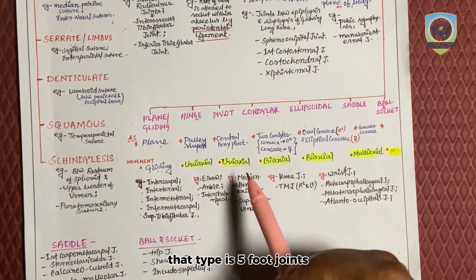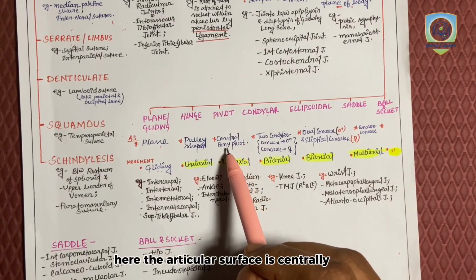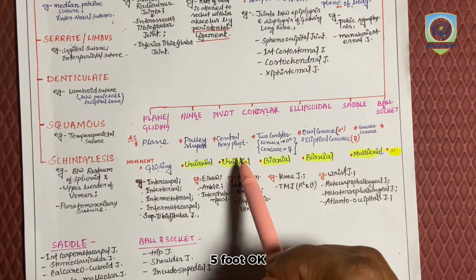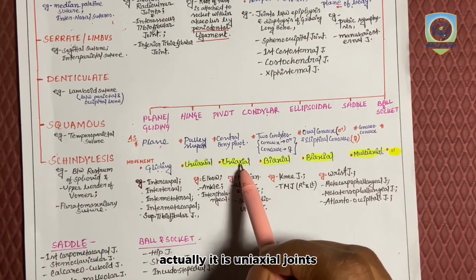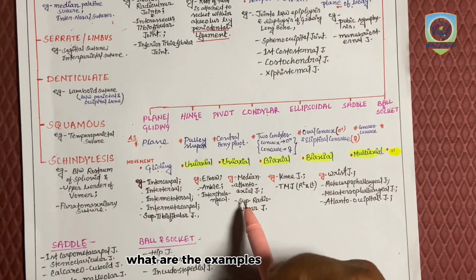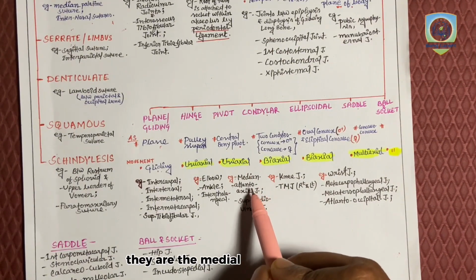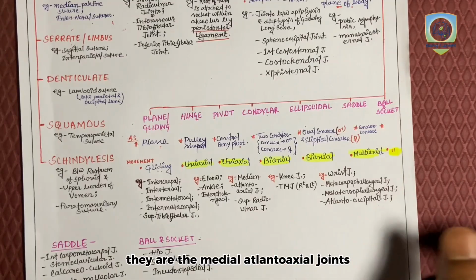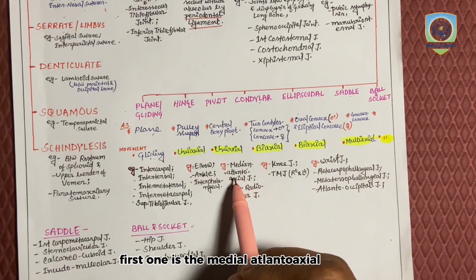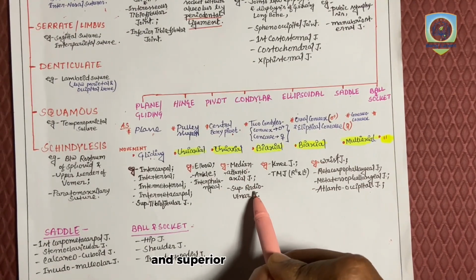The third type is the pivot joint. In pivot joints, the articular surface is a central bony pivot. Actually it is a uniaxial joint; the movement is uniaxial. What are the examples of pivot joints? The first is the median atlantoaxial joint, and the other is the superior radioulnar joint.